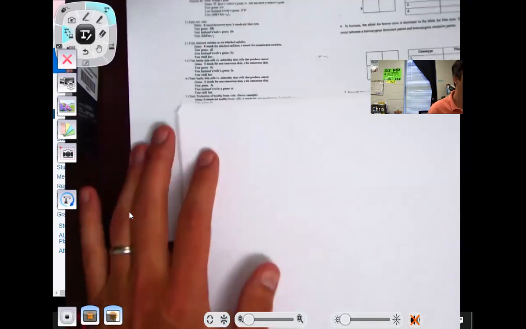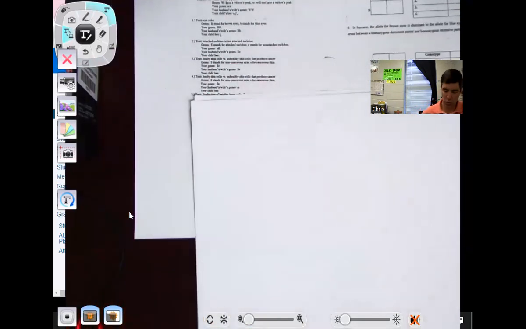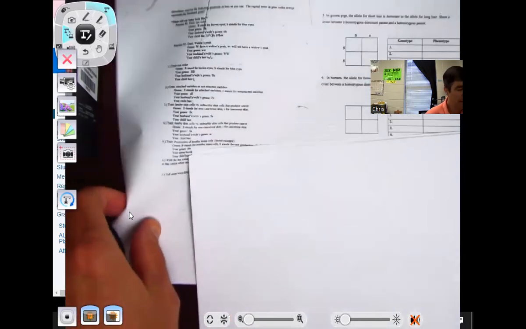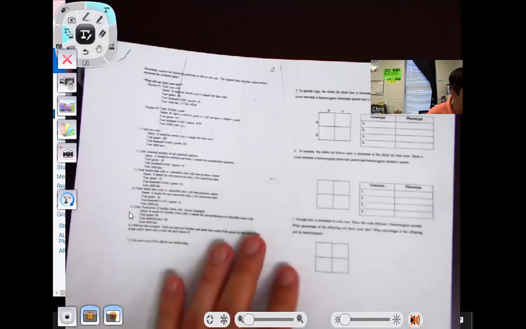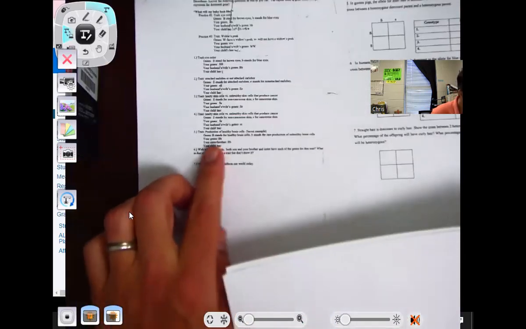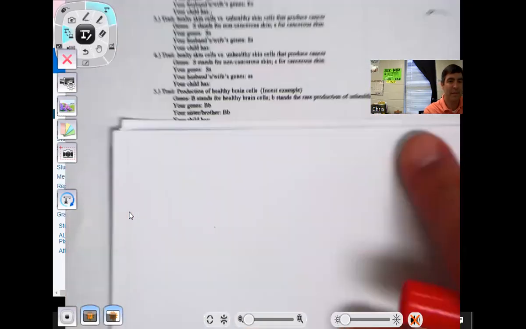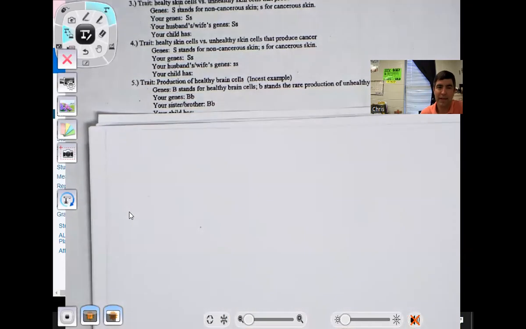All right, here's how this is going to go. We were doing some of these from the other day, and we're going to do some more of these right now. Starting off, let me find the one that I want us to do here. Okay, there we go. We're doing number five. Here's what number five says. It says production of healthy brain cells.